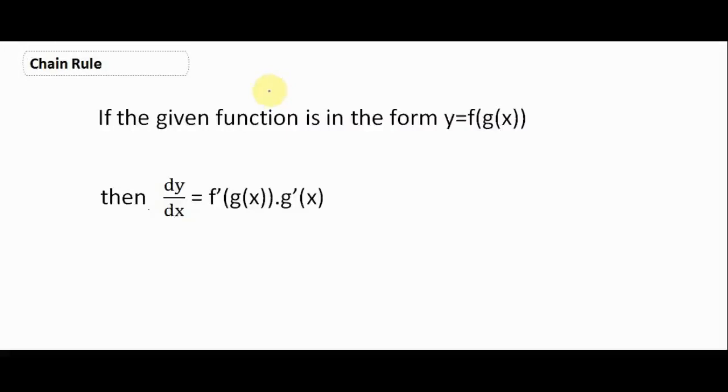At first, let's discuss chain rule. If the given function is in the form y equal to f of g of x, then dy by dx, that is derivative of y, will be equal to f dash of g of x into g dash of x. So here function f is the outside function, and function g is the inside function. Okay, so the derivative of y will be equal to derivative of f into derivative of g. Let's see few examples to make this point clear.